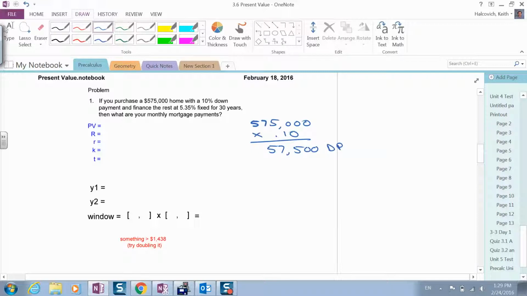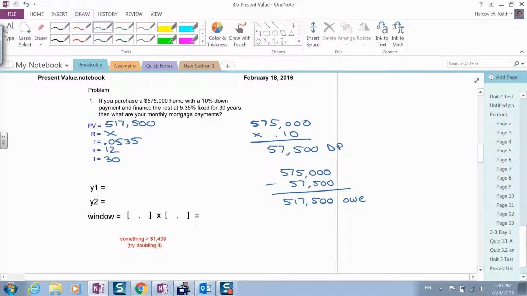You finance the rest, which means if you subtract that from $575,000, you owe $517,500. That's how much you owe. So that is going to be your present value, $517,500. We don't know our monthly mortgage payments. We know our rate is 5.35%. It's a 30-year loan, and it's being compounded monthly.